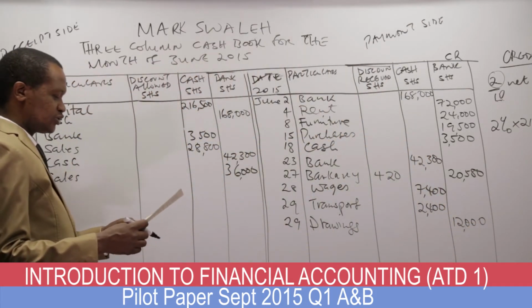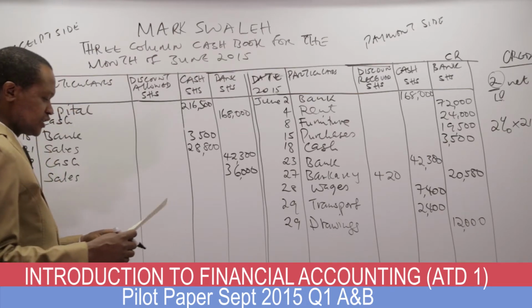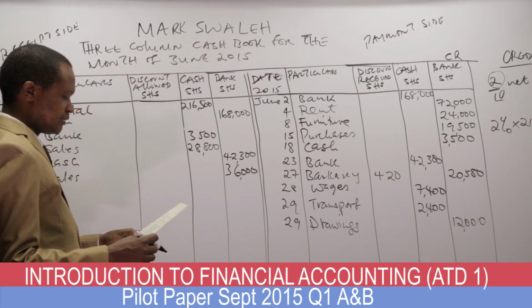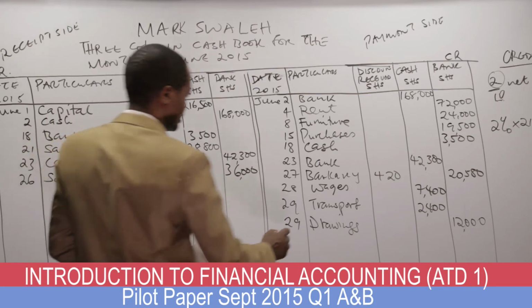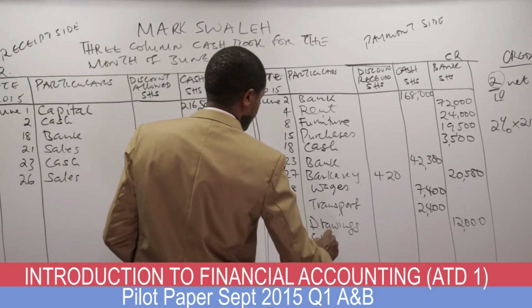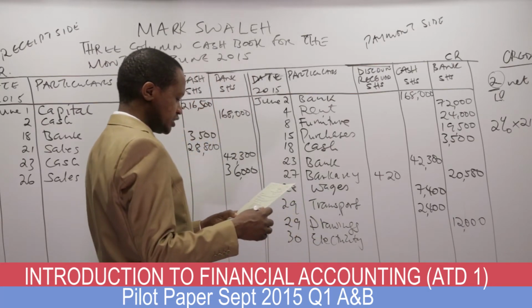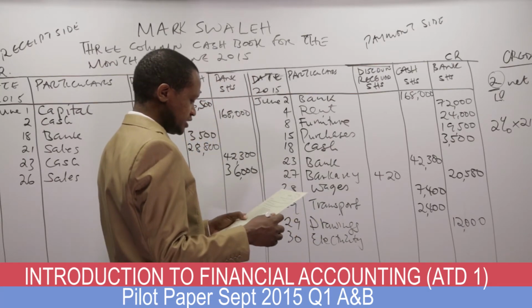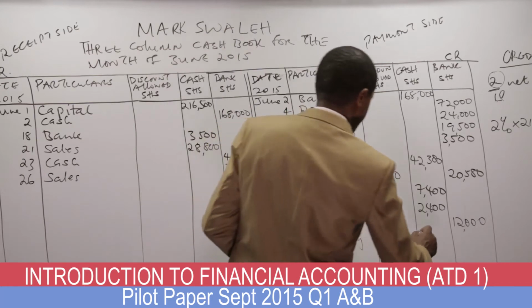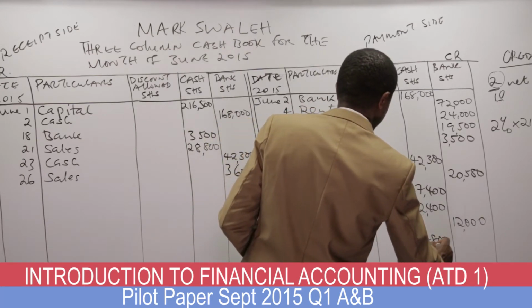Then on 30th, we are told paid electricity, 4,800 in cash. That is a payment, another payment. On 30th, electricity has been paid. He has paid electricity amounting to 4,800. That is cash. 4,800 cash.